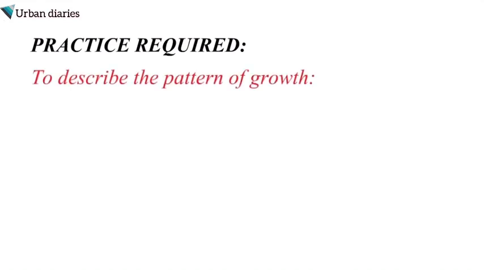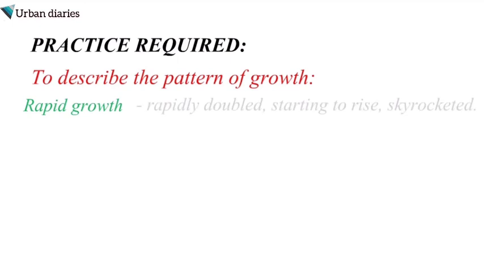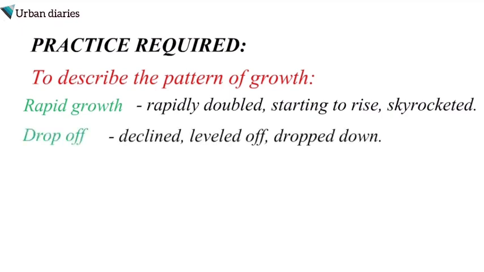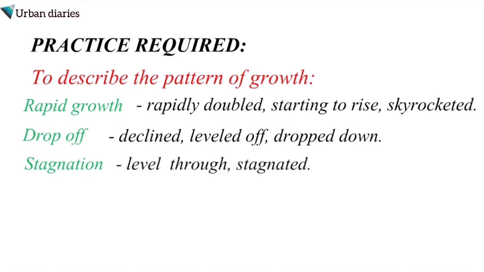If the graph shows any pattern of growth, use unique adjectives to make your writing flowery and formal. As in, if you see a rapid growth in any number or rate, you may say the number rapidly doubled, or started to rise, or the number skyrocketed. If you find any drop-off in number, you may say the number declined, or leveled off, or dropped down. If you observe the number is stagnated, you may use phrases like the population remained level through. If you see any fluctuation in the growth pattern, then use phrases like the literacy rate fluctuated.